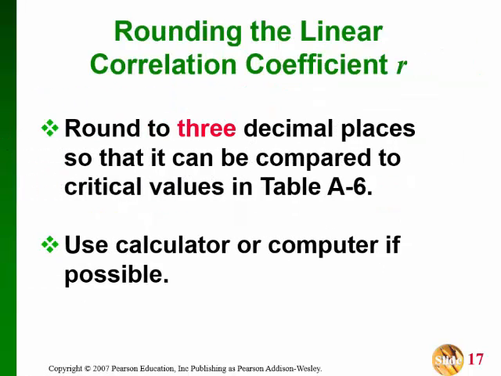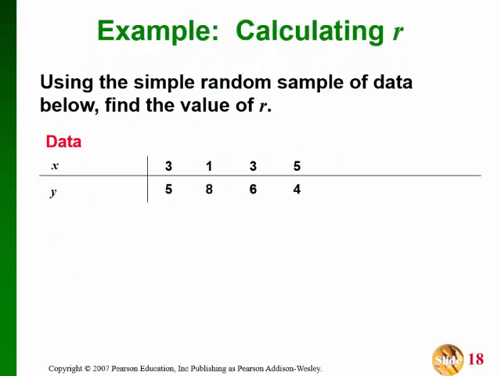The round off rule for this is, because the table has critical values rounded off to 3 decimal places, you too should round off your correlation coefficients to 3 decimal places. I keep saying here, use a calculator or computer, almost every slide. Okay, 3 decimal places. That's easy enough to remember.